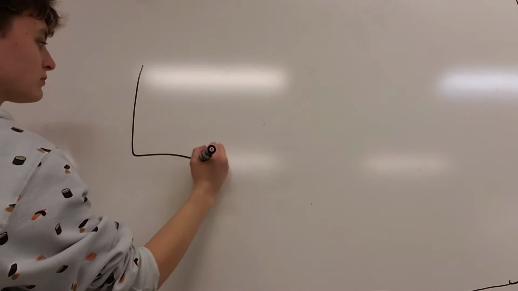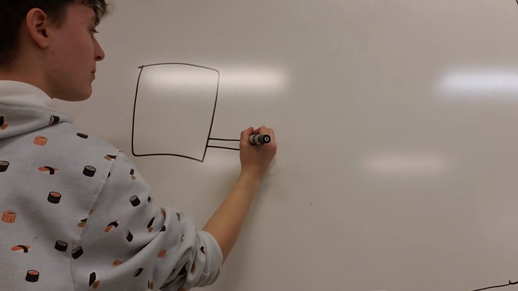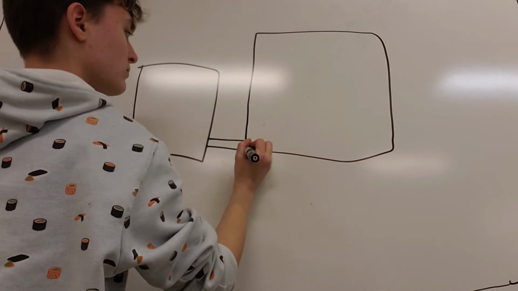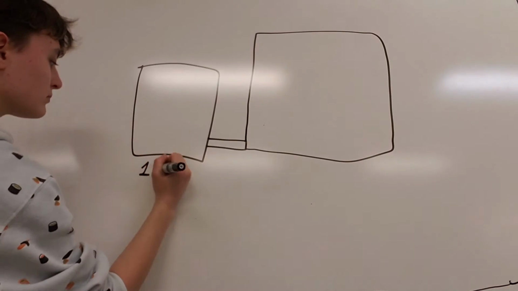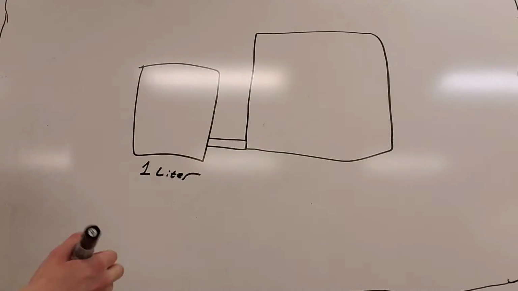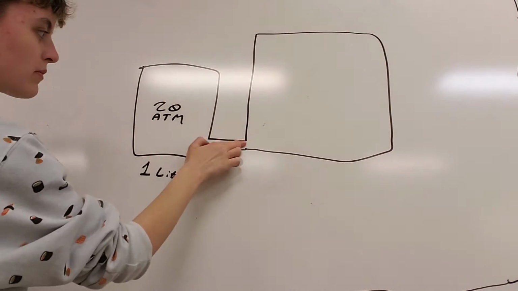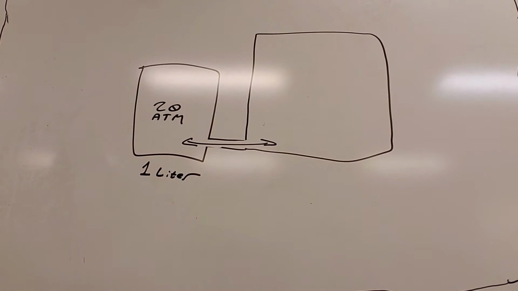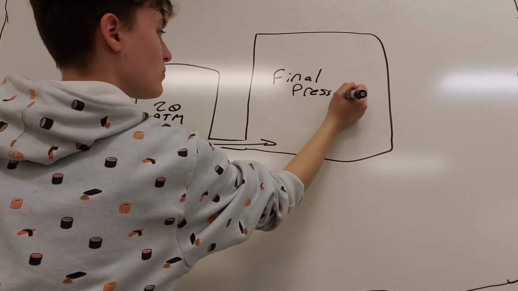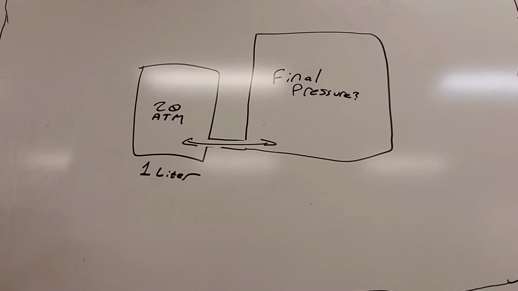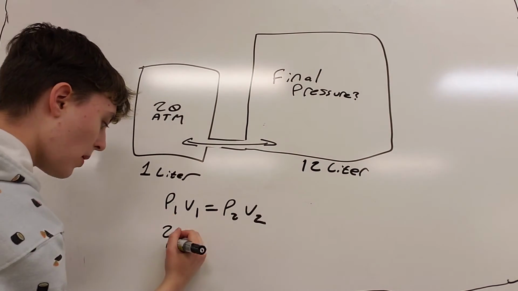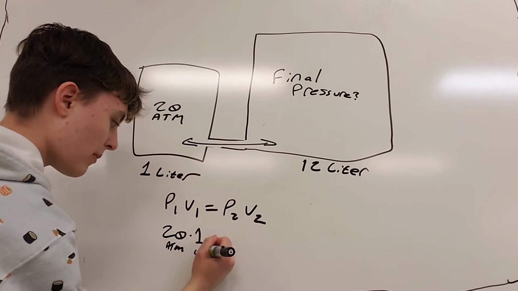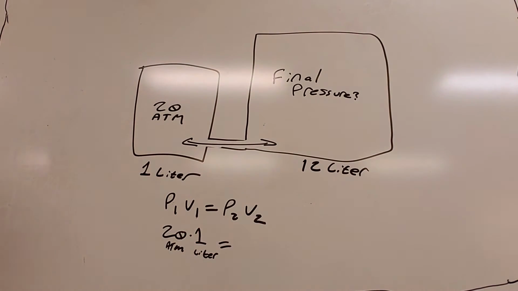In order to use this equation, we might assume that we have two closed tanks connected by a blocked pipe, and that the initial pressure in the first tank, which is supposedly 1 liter, is 20 atmospheres. If the pipe is unblocked and air is allowed to flow into the other, say 12-liter tank, what is the final pressure? In this problem, you are given the initial pressure, 20 atmospheres, the initial volume, 1 liter, and the final volume, 13 liters.